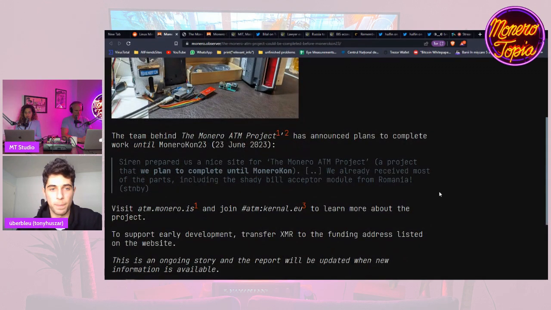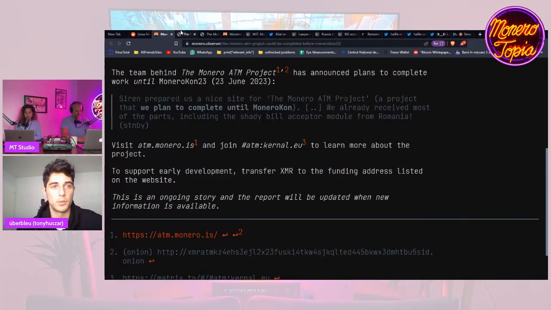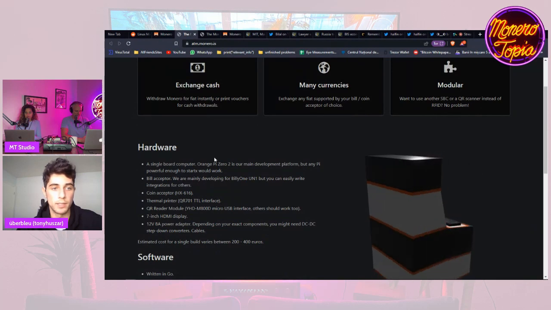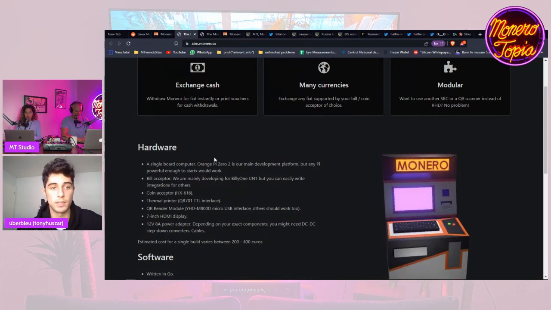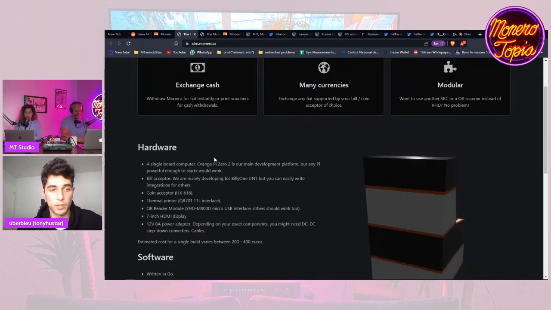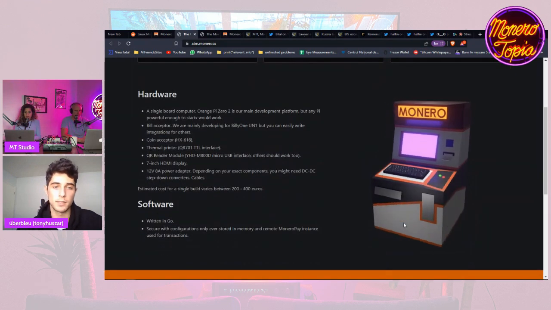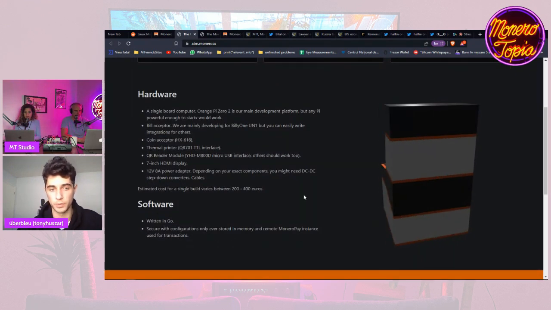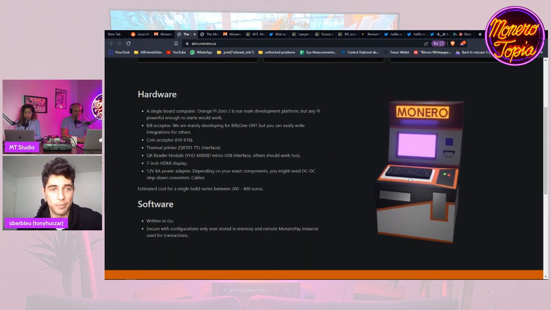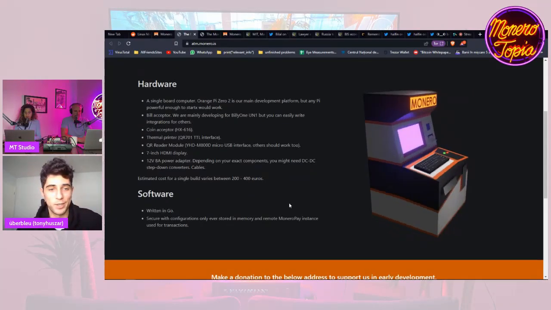And if you go on their website, they actually detail how you can build that yourself. You need a single board computer, a bill acceptor, a coin acceptor, a thermal printer, a QR reader module, a 7-inch HDMI display, and a power adapter. The cost is between 200 to 400 euros, which is not a lot of money. And you can build your own Monero ATM. Hopefully it's going to look as good as the one on the right.